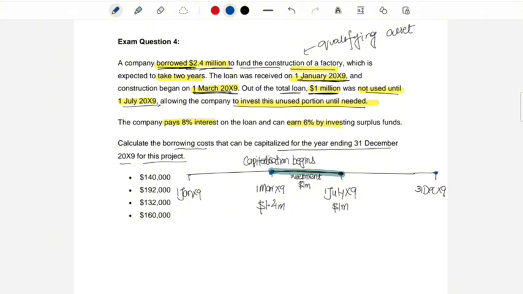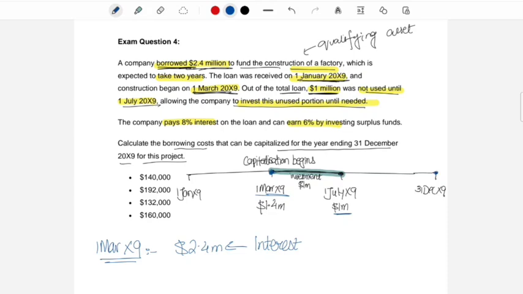Now one of the most important things to understand here is that even though we did not use the 1 million loan up until 1st of July, you must understand that the borrowing cost capitalization criteria would have started on 1st of March 2009. So when we were talking about 1st of March 2009, we would have talked about the entire 2.4 million of loan on which we would be accounting for the interest.